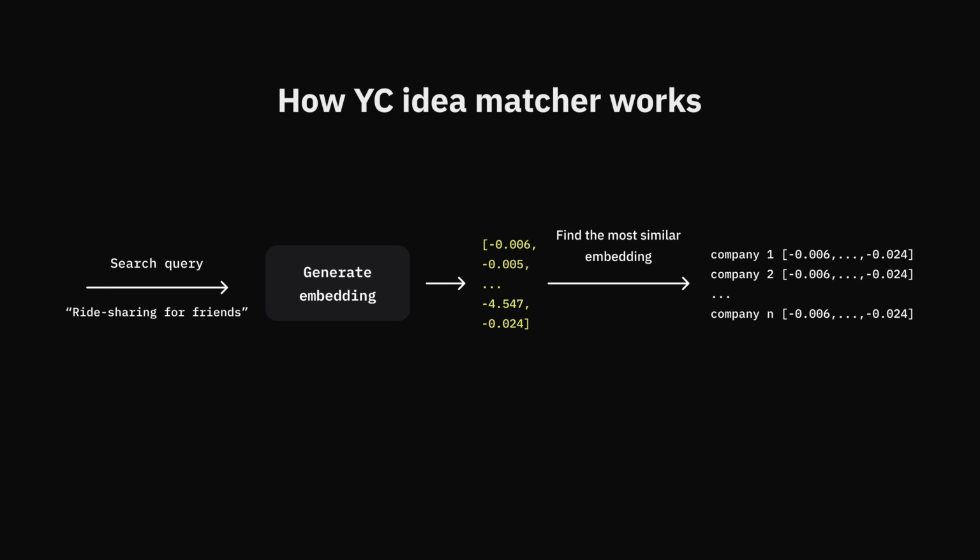And at a high level, this is how the YC Idea Matcher app works. We first convert the user search query into an embedding, and then go through every company description and return the most similar ones. So now we need to understand 2 things. 1, how do we generate embeddings? And 2, how do we actually do the distance calculation between vectors?